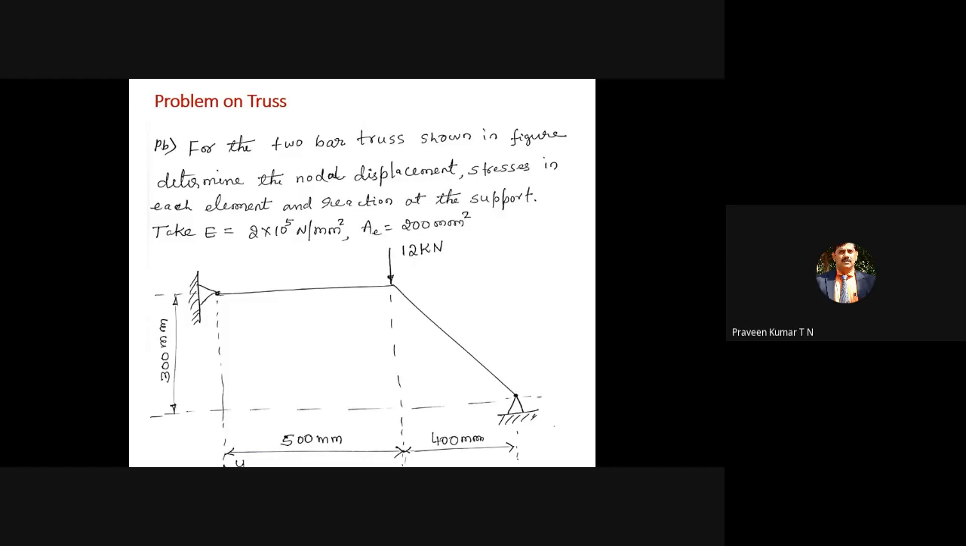Now if you consider node 1, the coordinate of node 1 is 500 plus 400, it will be 900 x coordinate. The y coordinate is 0, because we are taking this as a reference. Node 2 is where 12 kilonewton is acting. The x coordinate is 500 and the y coordinate is 300. Node 3 is the top left corner, so its x coordinate is 0, because this is 0 and this is 0. The same table is written here.